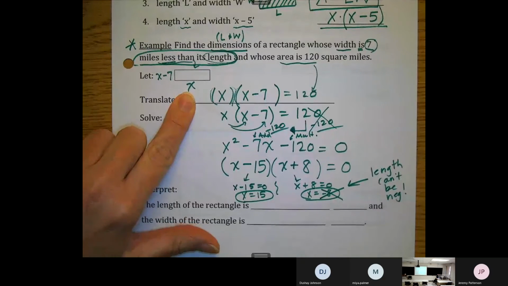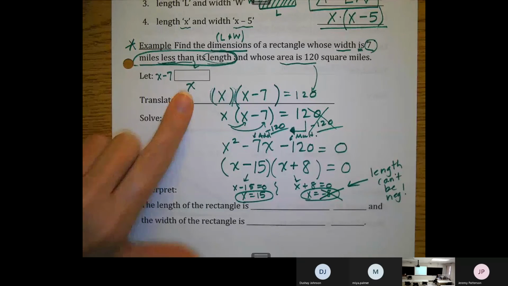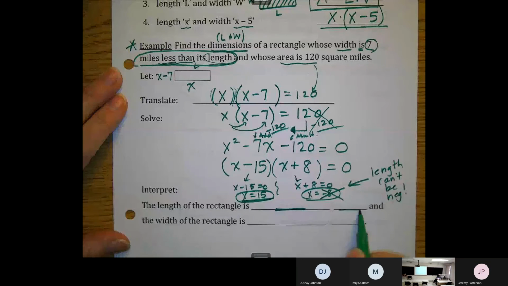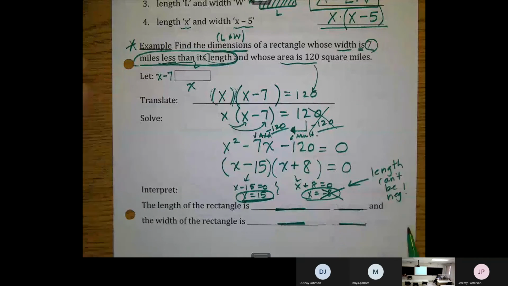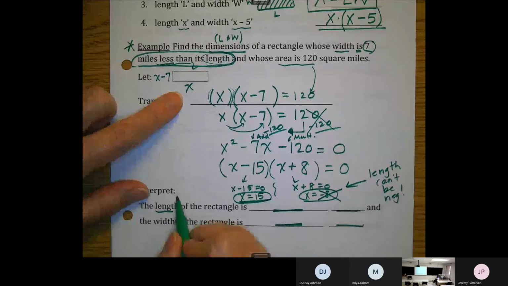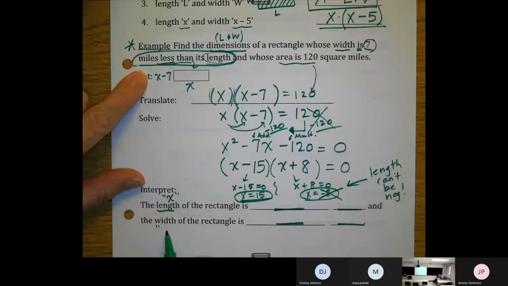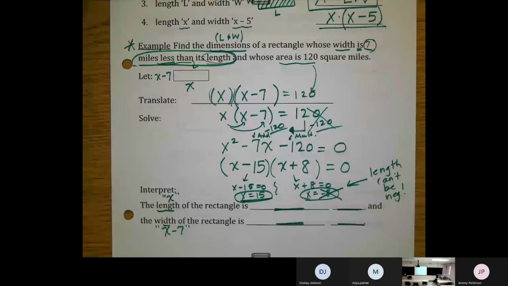We didn't do anything wrong. It's just in this problem, X stands for something that can't be negative. So we're going to have to stick with the positive, the 15. When it comes to giving our final answers on homework, it's often fill in the blank and a little drop-down menu. So they're probably going to give us a blank to fill in for the length, which is the one we called X. And then another blank to fill in for the width, which was the one we called X minus 7.